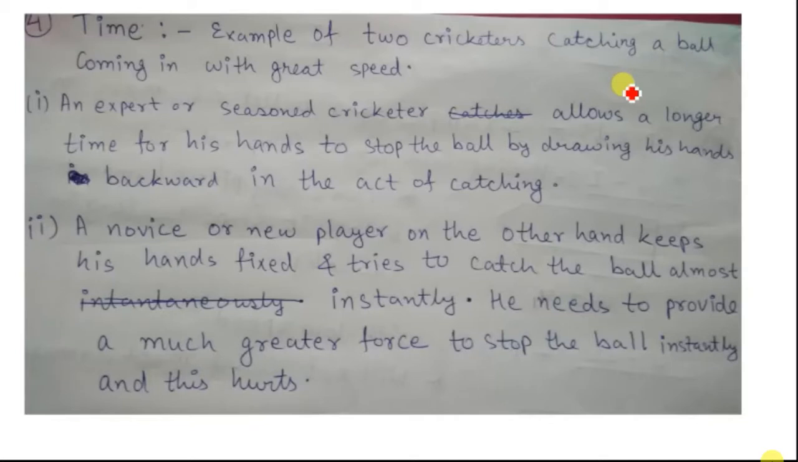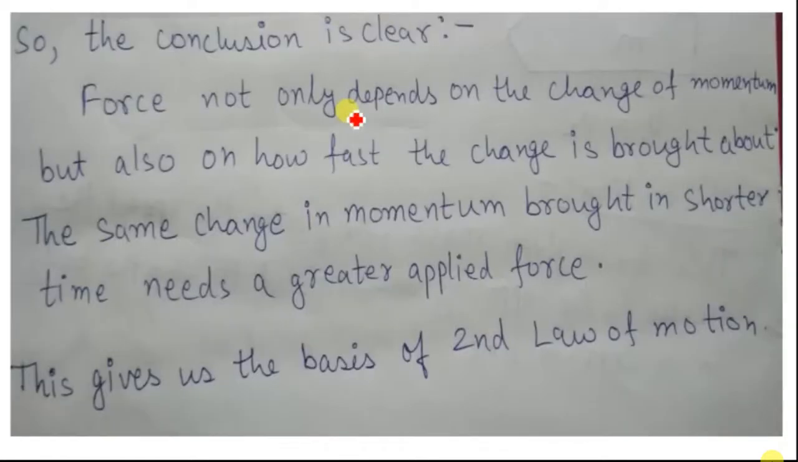He needs to provide a much greater force to stop the ball instantly, and this hurts. So the conclusion is clear. Force not only depends on the change of momentum, but also on how fast the change has been brought about. The same change in momentum brought in shorter time needs a greater applied force. This gives us the basis of the second law of motion.